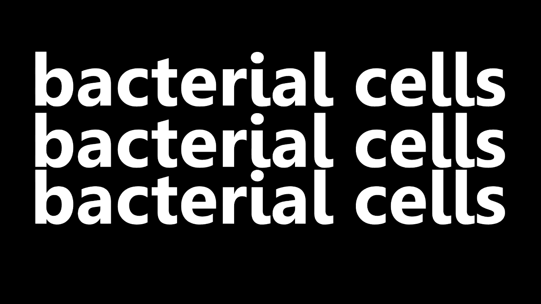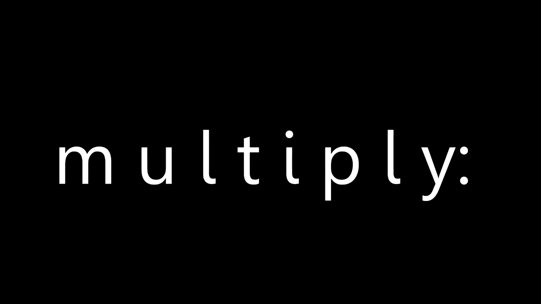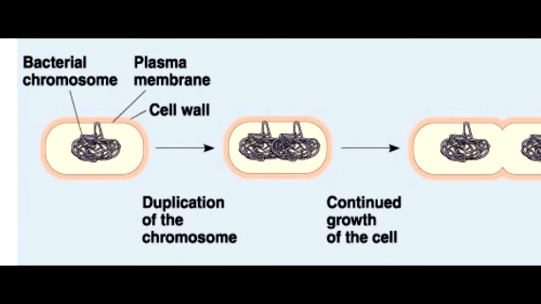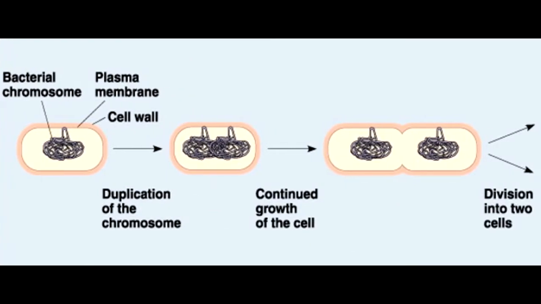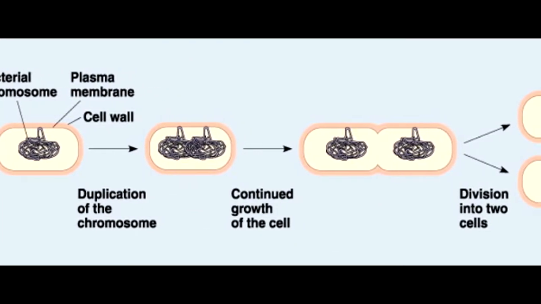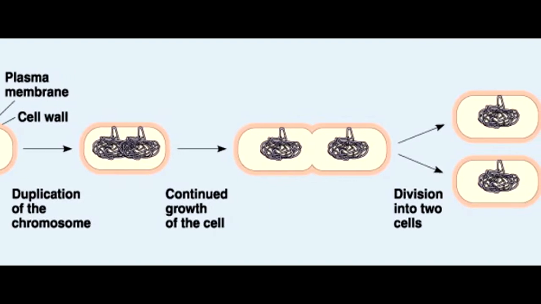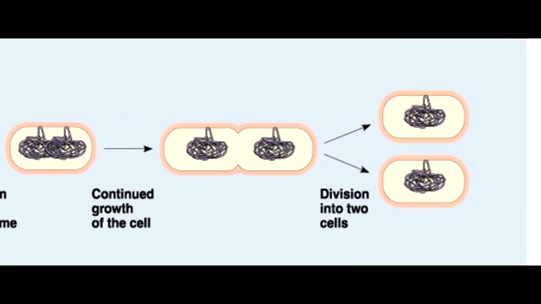One of the earliest or most ancestral mechanisms of reproduction is exemplified by bacteria. A bacterial cell, having the essential components of a cell, would first duplicate the chromosome. After the duplication of the chromosome or the genetic material, the cell would continue to grow. And after cell growth, the bacteria would undergo division into 2 cells.